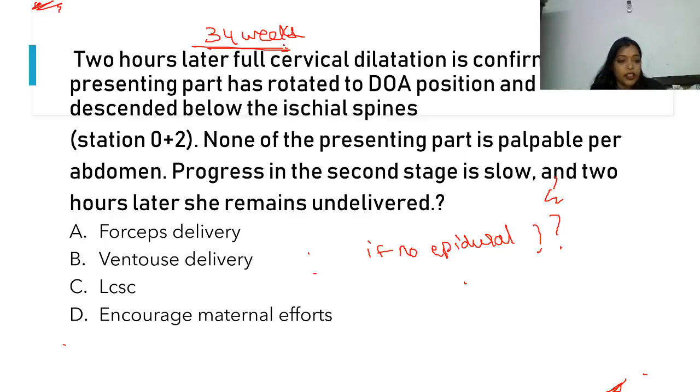Yes, excellent. That is, in preterms, you cannot use it, as there is a risk of IVH. That's all. So this is how you get the combination of the questions.